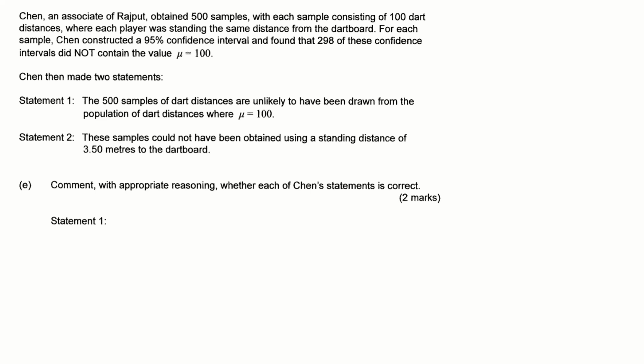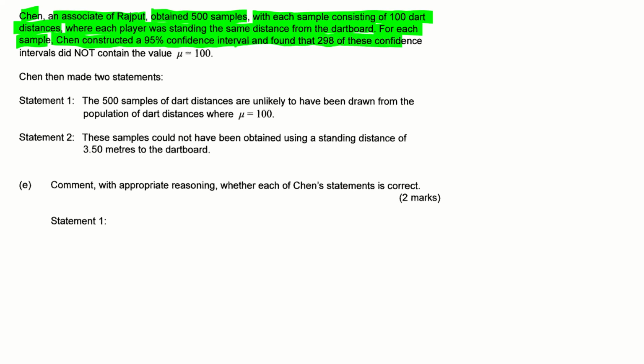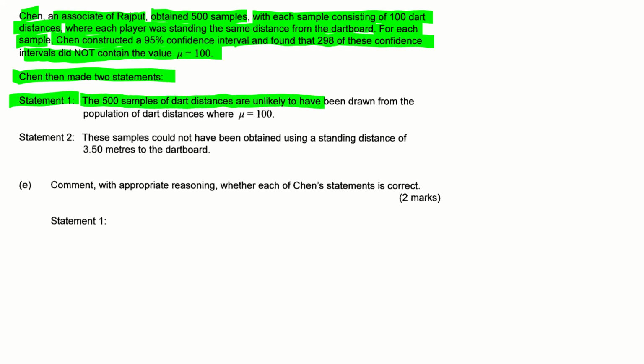Now we've got Chen, who is an associate of Rajput. He obtained 500 samples, with each sample consisting of 100 dart distances, where each player was standing the same distance from the dartboard. For each sample, Chen constructed a 95% confidence interval and found that 298 of these confidence intervals did not contain the value mu is 100. So that's 298 out of 500. Chen then made two statements. Statement 1. The 500 samples of dart distances are unlikely to have been drawn from the population of dart distances where mu is equal to 100.